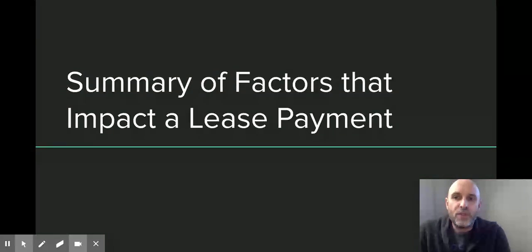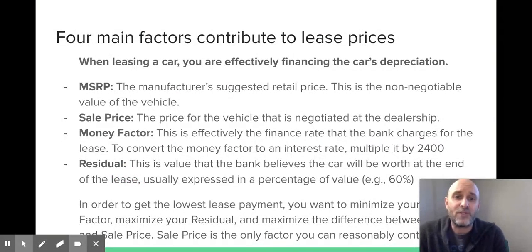So let's start off with the summary of the factors that actually impact a lease payment. A lot of people think of a lease as like a rental, like you're renting the car from the dealership, but you're not. What actually happens is the bank buys the car from the dealer and then calculates a lease payment for you, which is agreed upon. So what are those factors that go into it? There's four main factors. When you're leasing a car, you're effectively financing the depreciation.